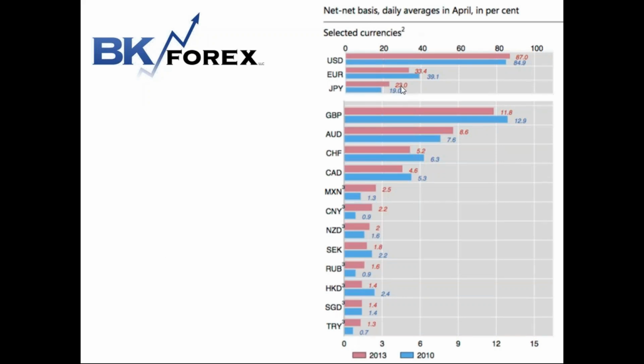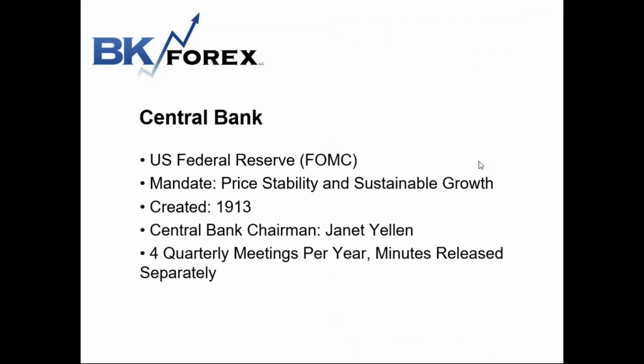On a net basis, these are the average daily ranges in terms of how much volume is done against these currencies. So you can see 87% of all currency transactions involve the US dollar, 33% involve the euro, 23% involve the yen, and you'll have the rest of this data in the PowerPoints that we upload to you.